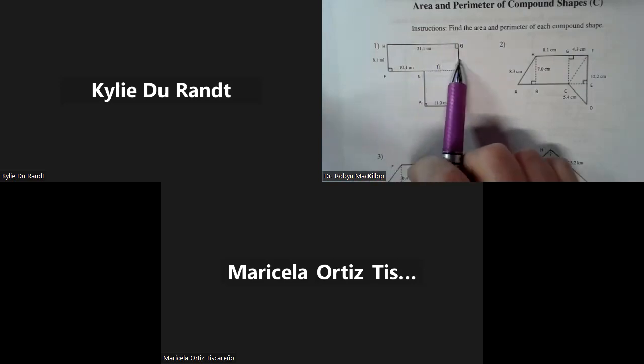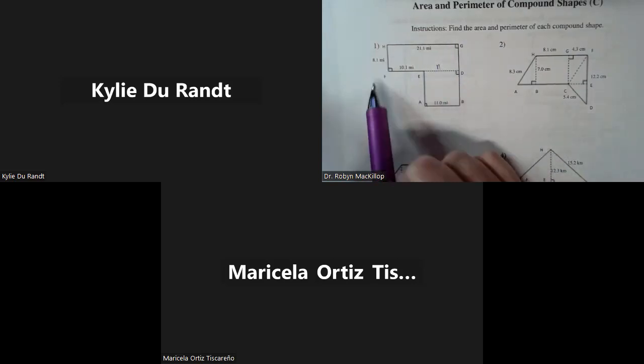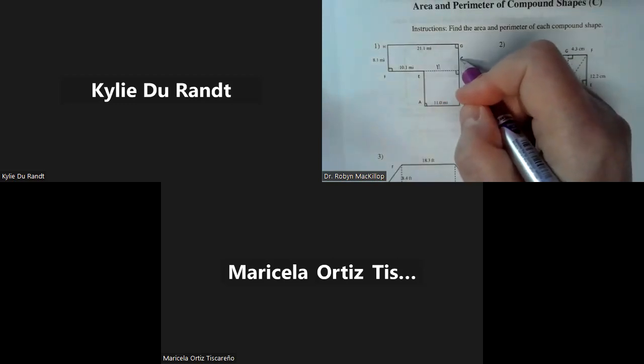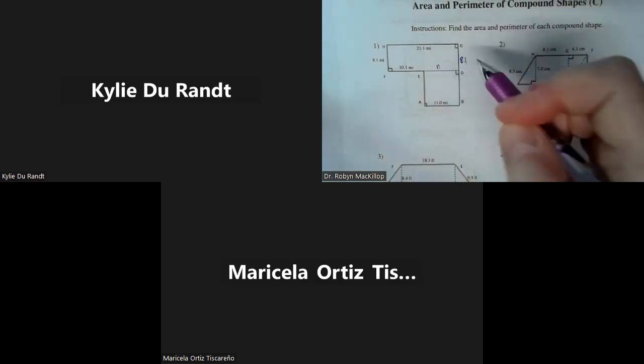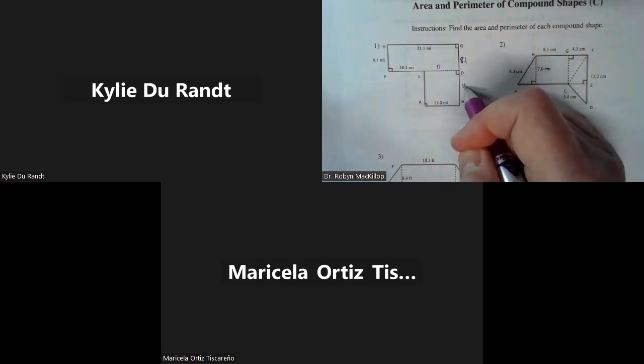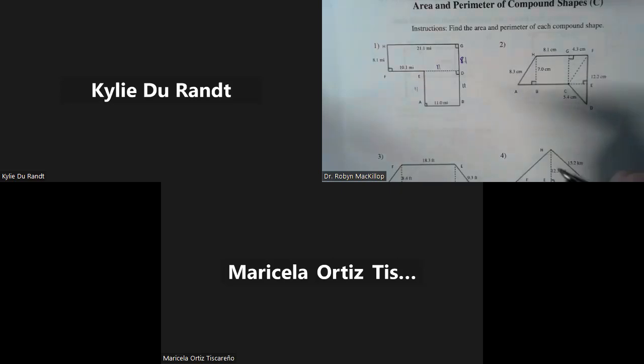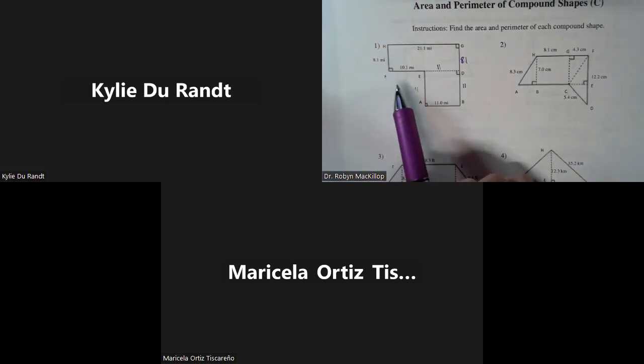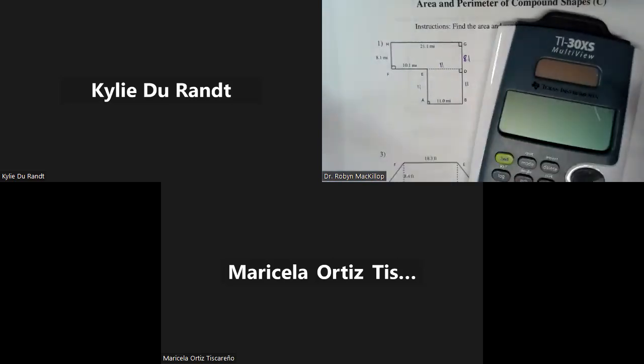Then we know that the side between G and D, 8.1, because the opposing sides of squares and rectangles are the same. Then this is a square. So if this side is 11, so is this side and this side. And for perimeter, you need all sides marked. So let's see if we've got everything we need. We're going to start with the 21.1. That gets us across the top. Oops, there goes my pen.